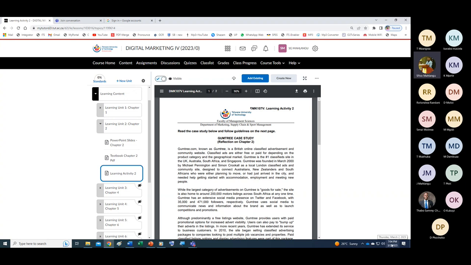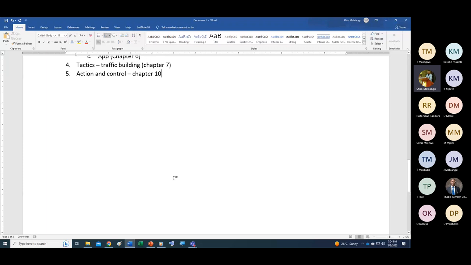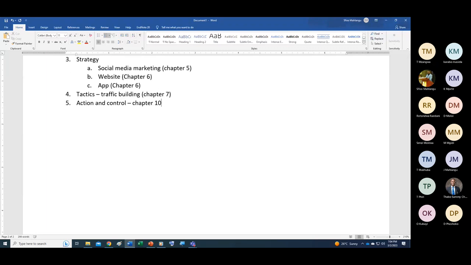So right now it's 7:04. So we will say learning activity 2. And in this case, the first step that we need to do in order to participate in this learning activity and reflect and see if we will be able to answer questions related to this chapter is to read the case study, which is Gumtree. So you download learning activity and read the Gumtree case study.